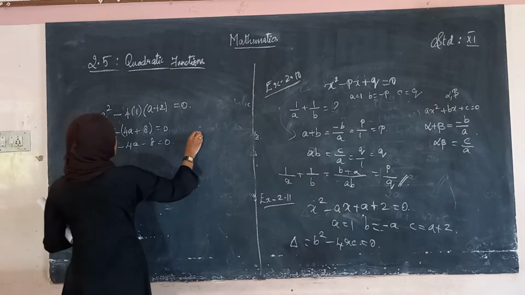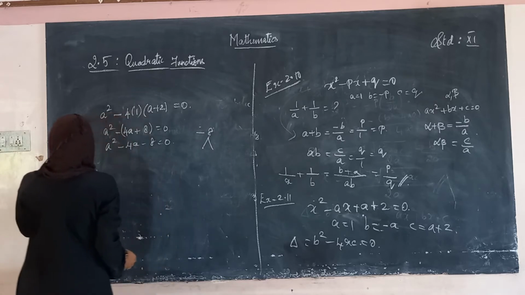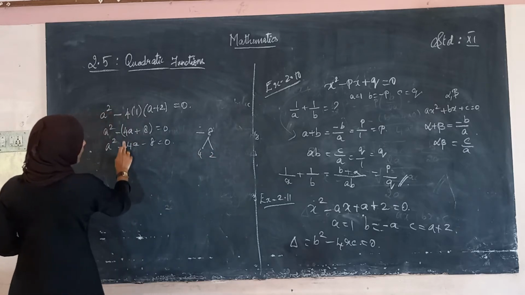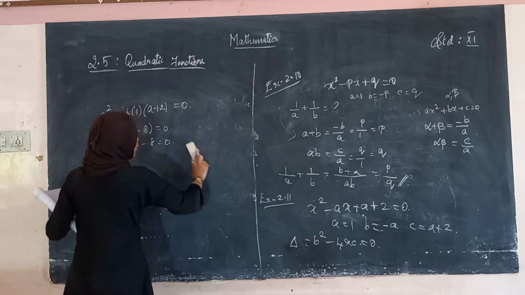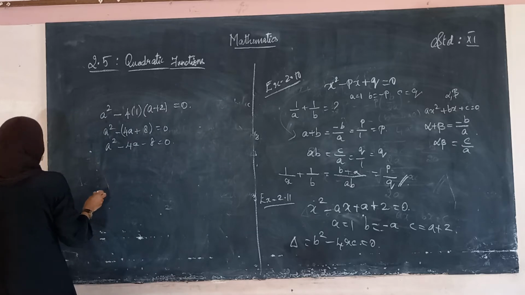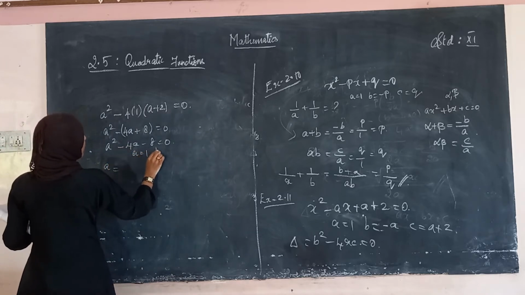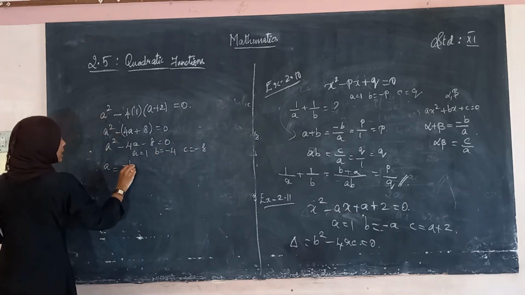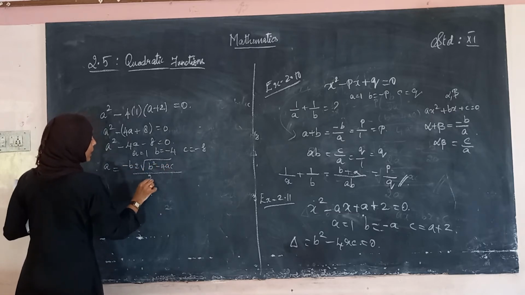So shall we solve this? Minus 8. How can we solve this minus 8? Shall we solve through factorization? 4 into 2, but we should get plus 4 while adding this. We can't get it like this, therefore we are using the formula method. What's the formula method? Here a is equal to 1, b is equal to minus 4, c is equal to minus 8. The value is minus b plus or minus root of b squared minus 4ac divided by 2a.